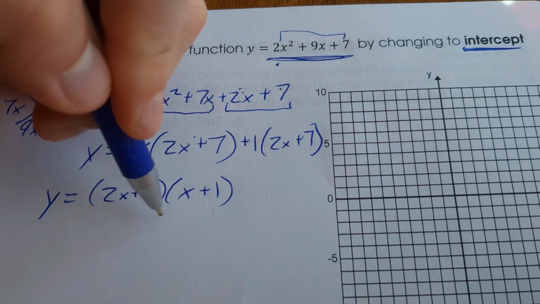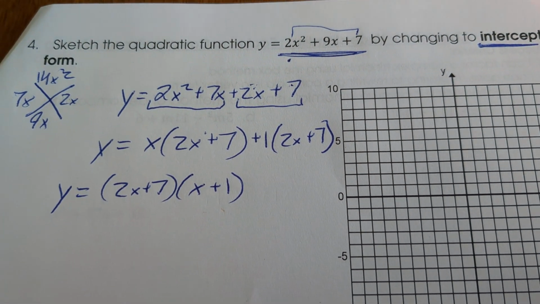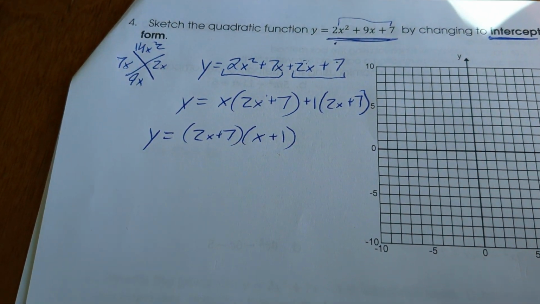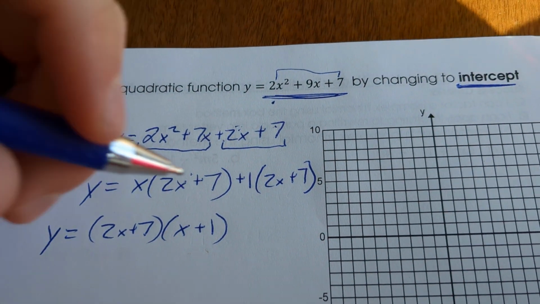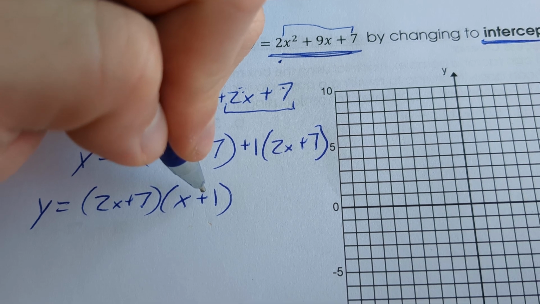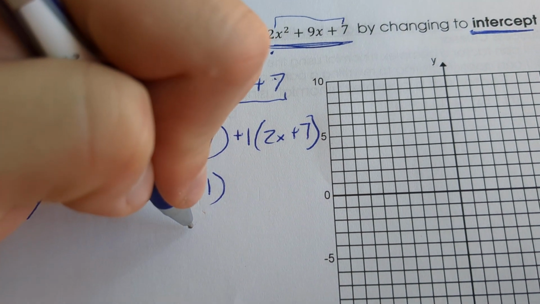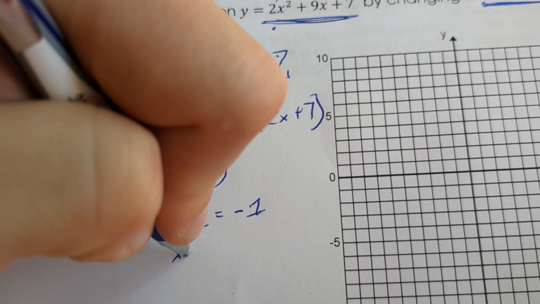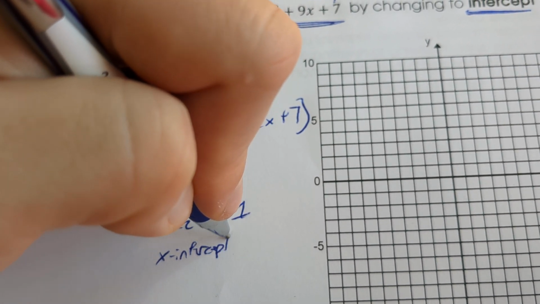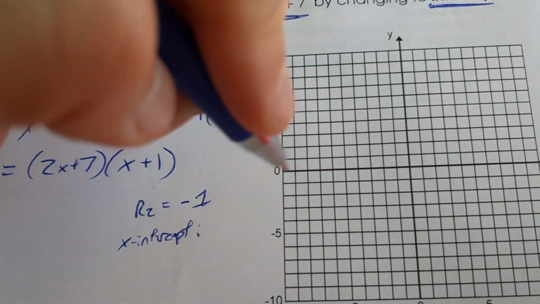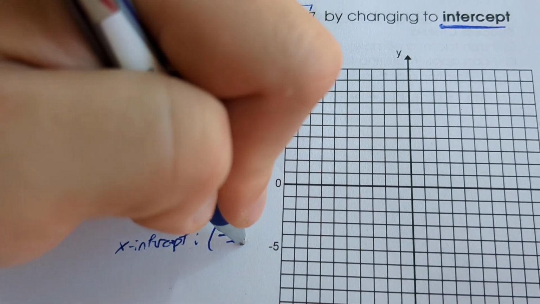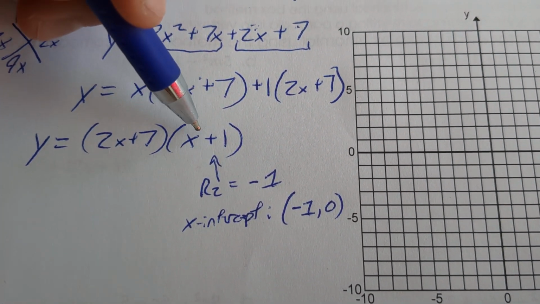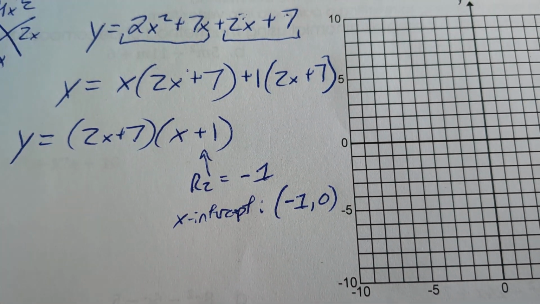Now, this might not look like it, but it is actually intercept form. And how you can think of this is to find our x-intercepts. So we know one of our x-intercepts is going to be -1. You could say R2 is -1, or you could say our x-intercept is -1 and 0, so you can write that either way. That comes from regular intercept form: you flip the sign, and that's your x-intercept.